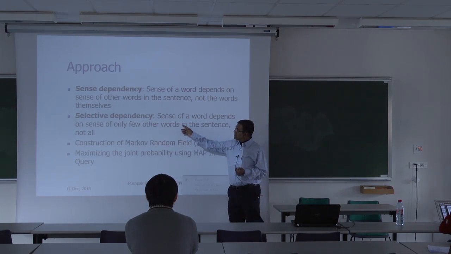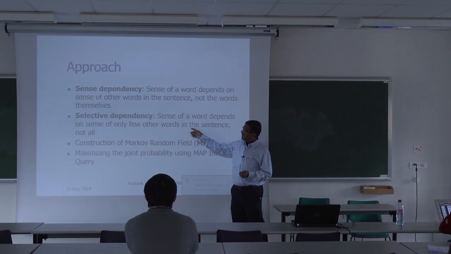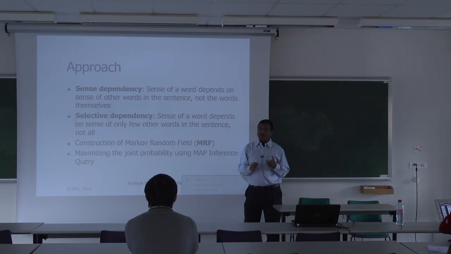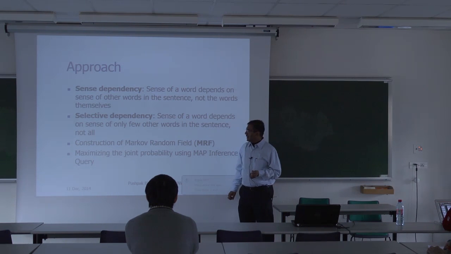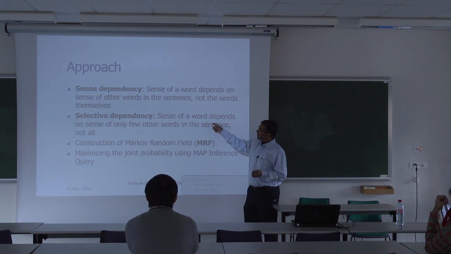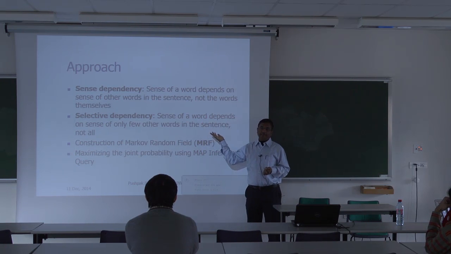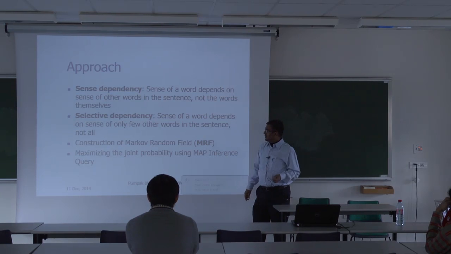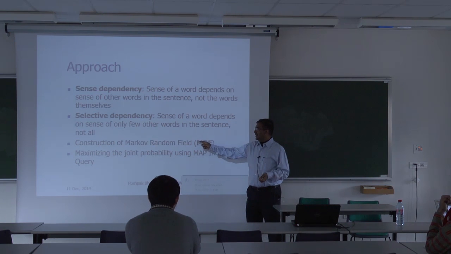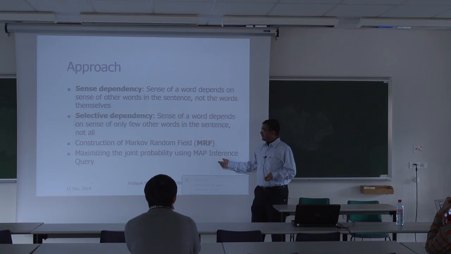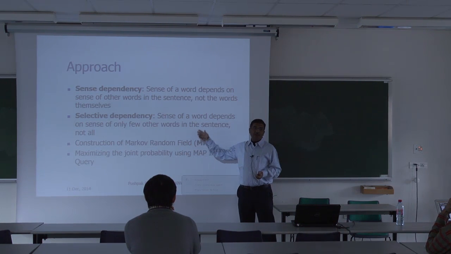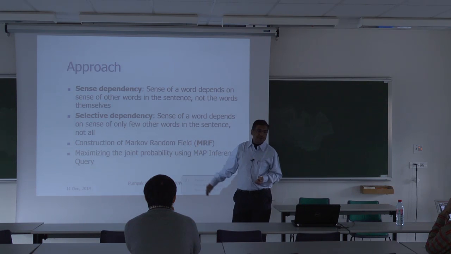And also, the sense of a word depends only on the sense of a few other words. The clue words are actually not many. The clue senses are not too many, and therefore, it is useful to capture the dependencies in the sentence, which are the words which are really dependent on each other. So, there is this notion of selective dependency, and then we construct a Markov random field, maximize the joint probability using MAP inference query. So, this is an all words WSD algorithm.